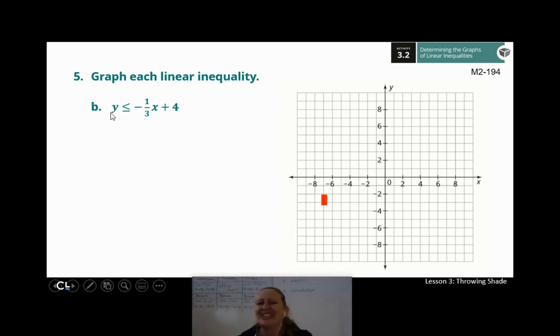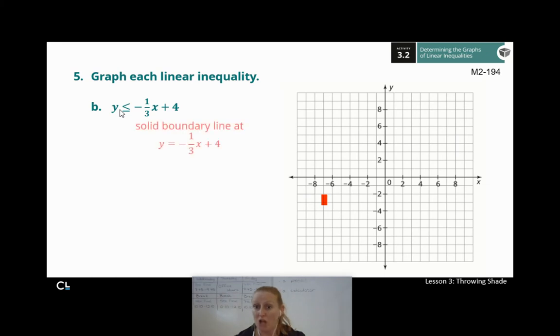First things first, let's go ahead and graph this linear inequality. I see a little half equal sign, so that tells me it's going to be a solid boundary line at y equals negative 1/3 x plus 4. My y-intercept is 4, so 1, 2, 3, 4, there it is, and we'll make our little dot. My slope is negative 1/3, so I need to go down 1 over 3 and make my next little dot. And we said it should be a solid boundary line, so when I use my straight edge to make my line, I'm going to make sure it's solid.